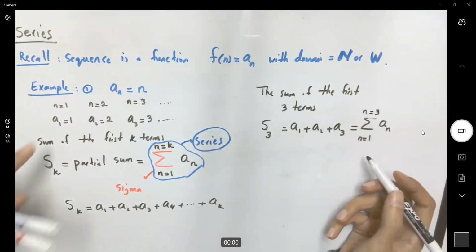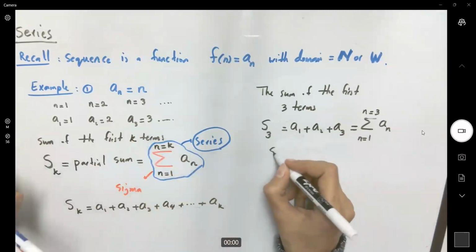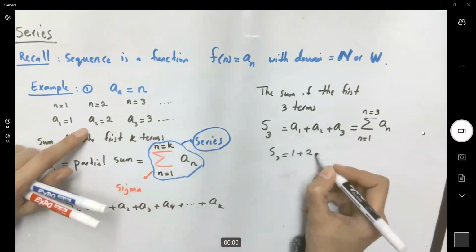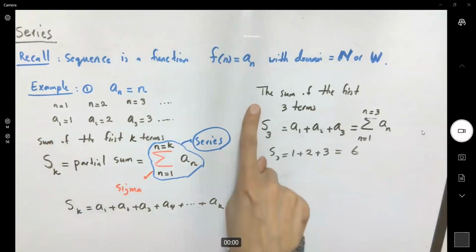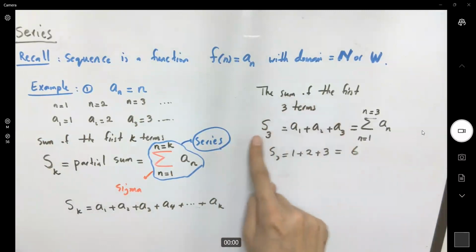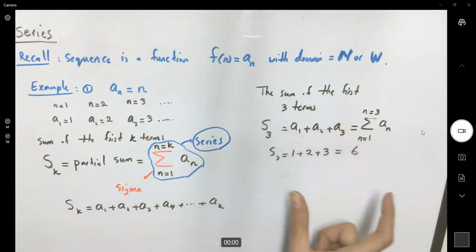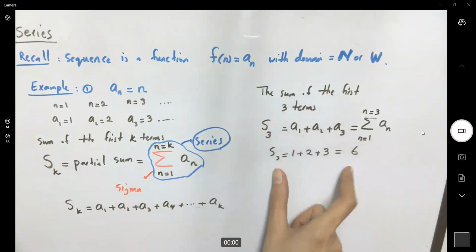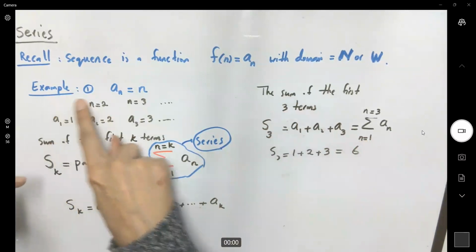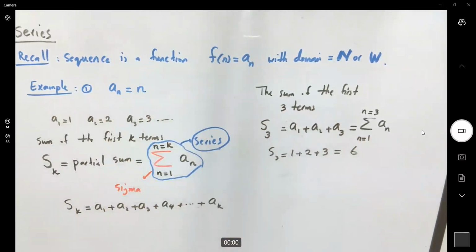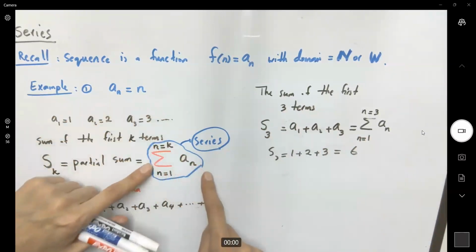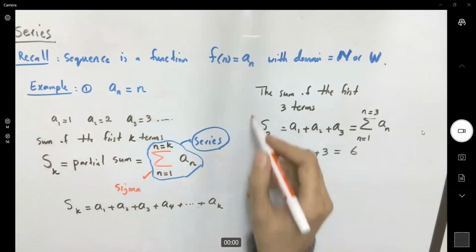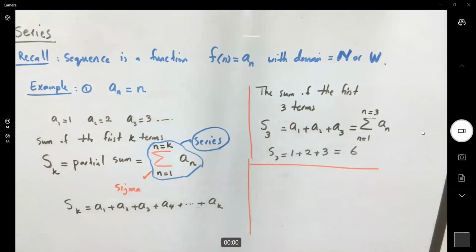So what is this sum? We already know these values. It is 1 plus 2 plus 3, which is 6. So if I ask you to find the sum of the first three terms, mathematically, you write it this way, and you need to be able to calculate this because you already have all of these values for the terms of this sequence. So from a sequence, we define a series. Another one, suppose I ask you to find the sum of the first four terms. What is the sum?